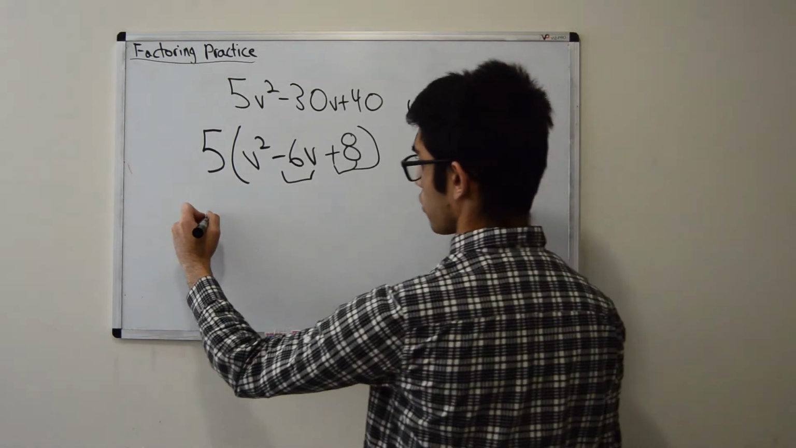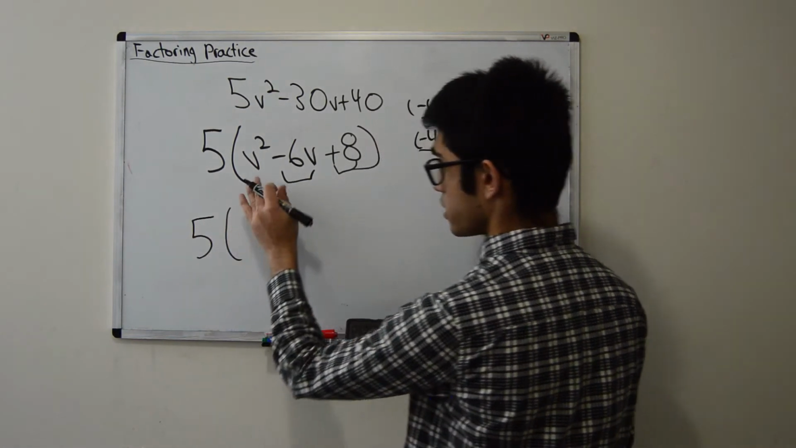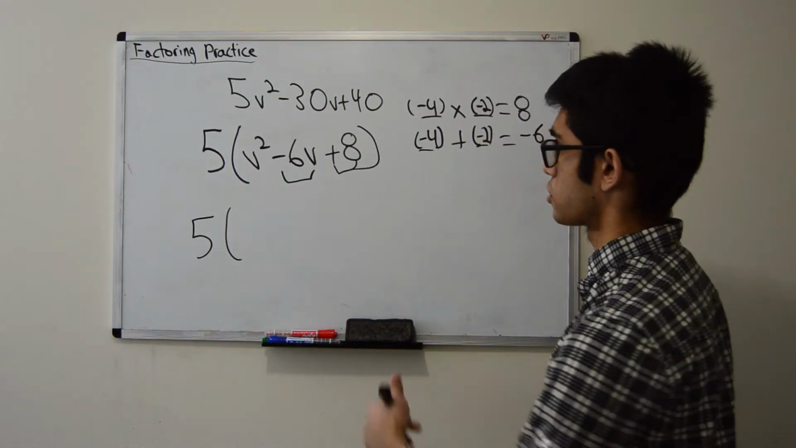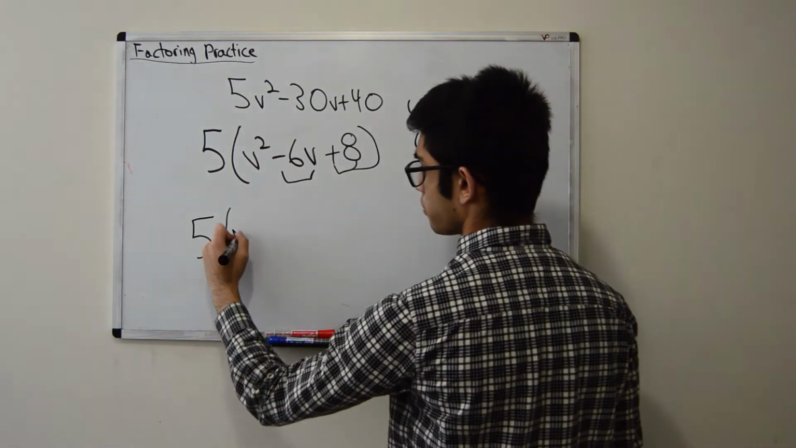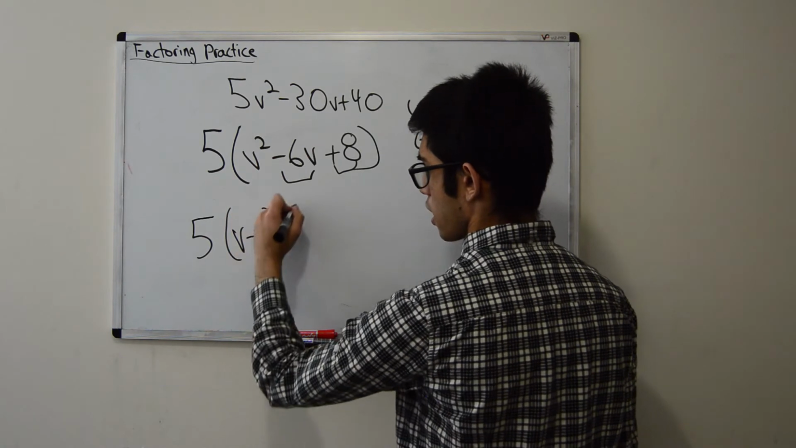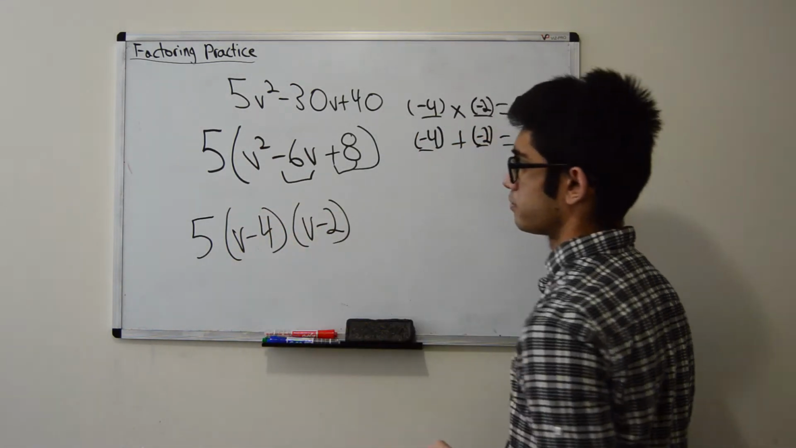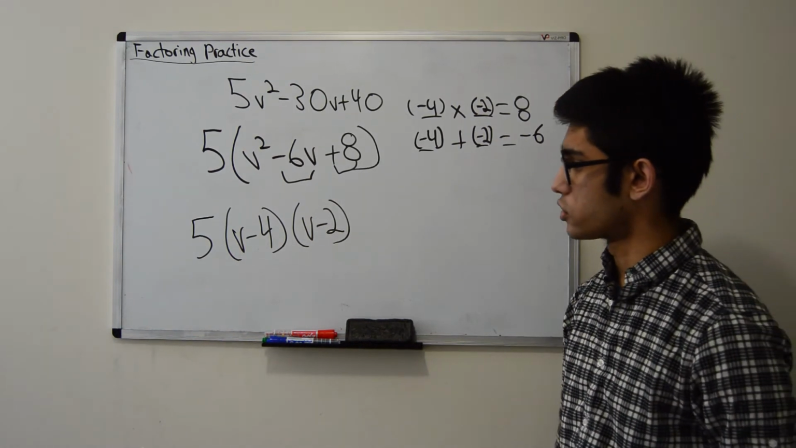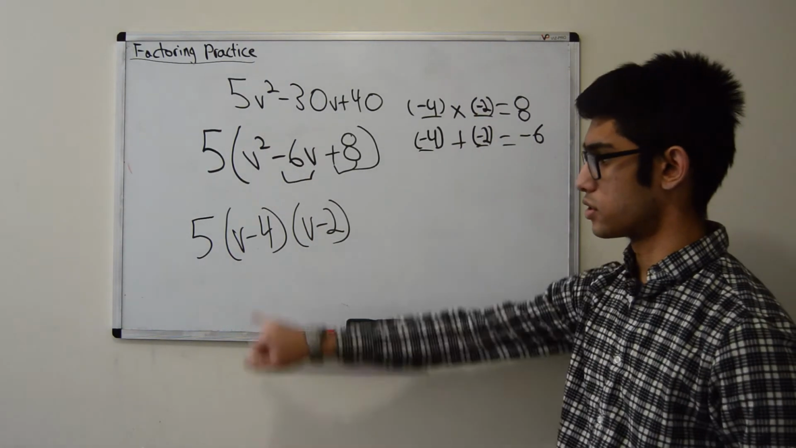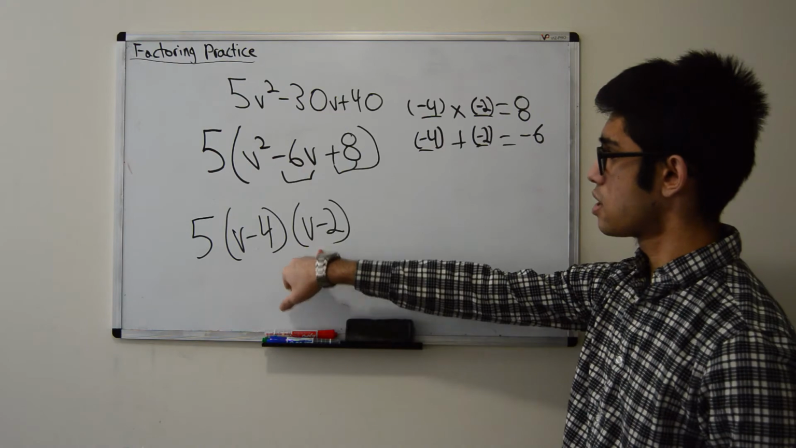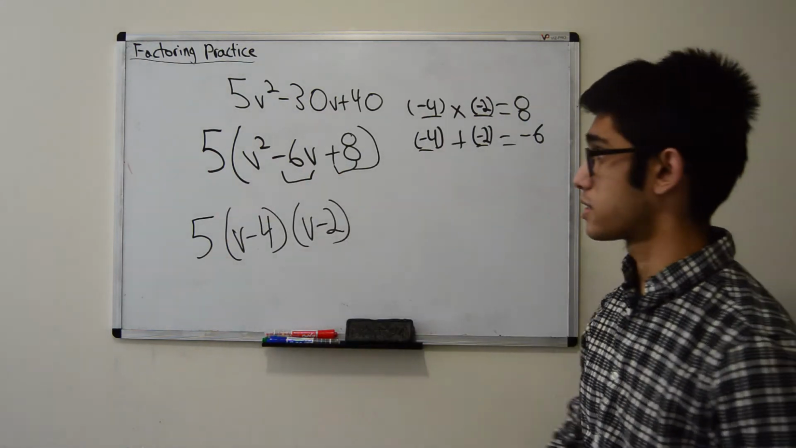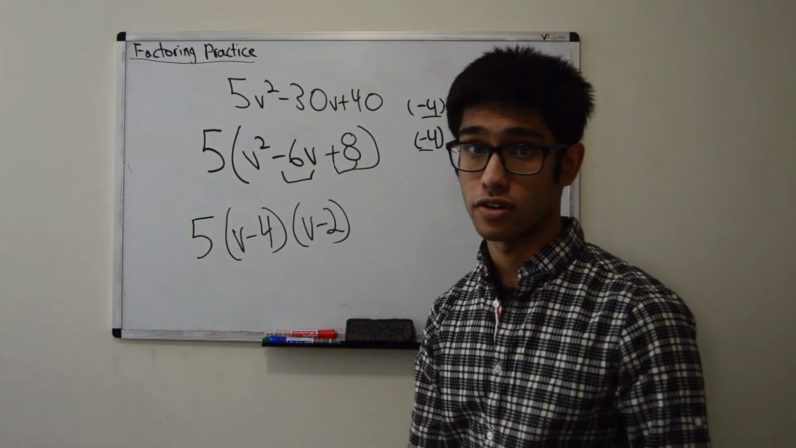So I have 5 on the outside. So v is my term here, so I'm just going to write v minus 4 and v minus 2. There we go. That's all there is to that question because those were the two factors. These two numbers, negative 4 and negative 2, multiply to 8, add to negative 6. Again, pull out the greatest common factor first.